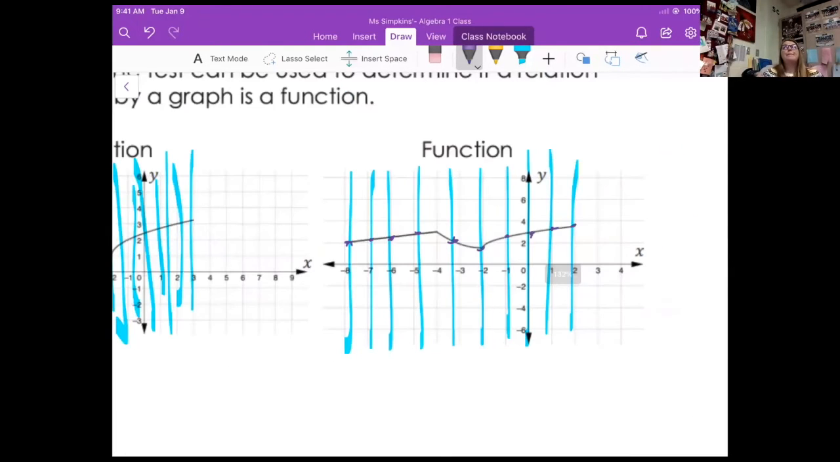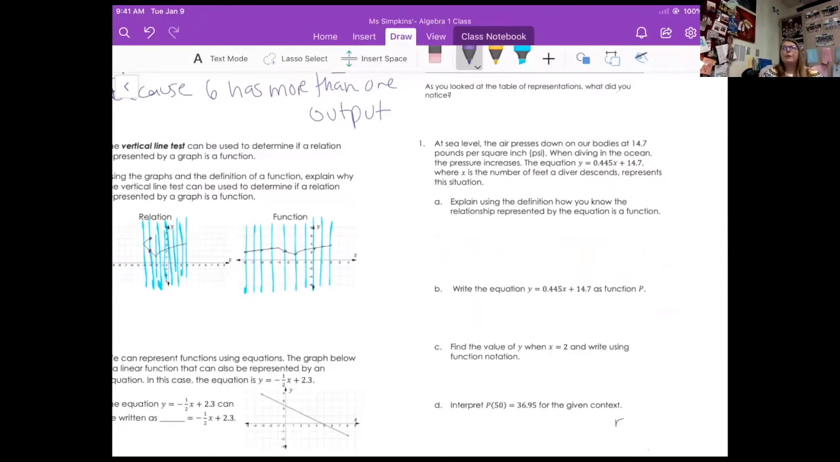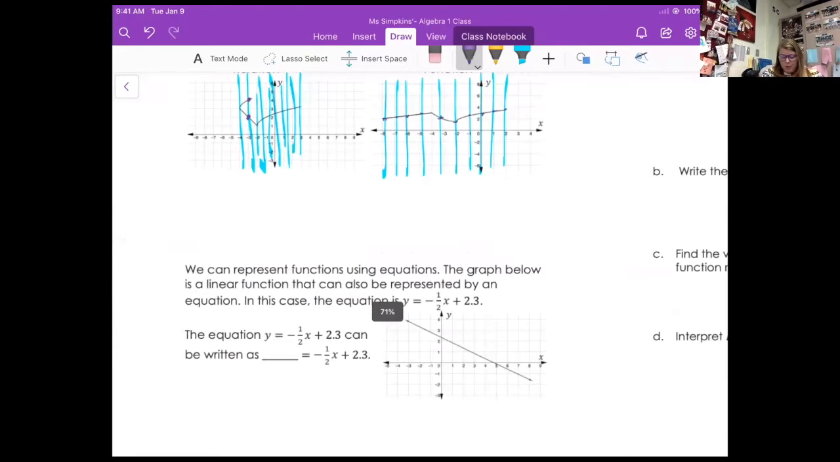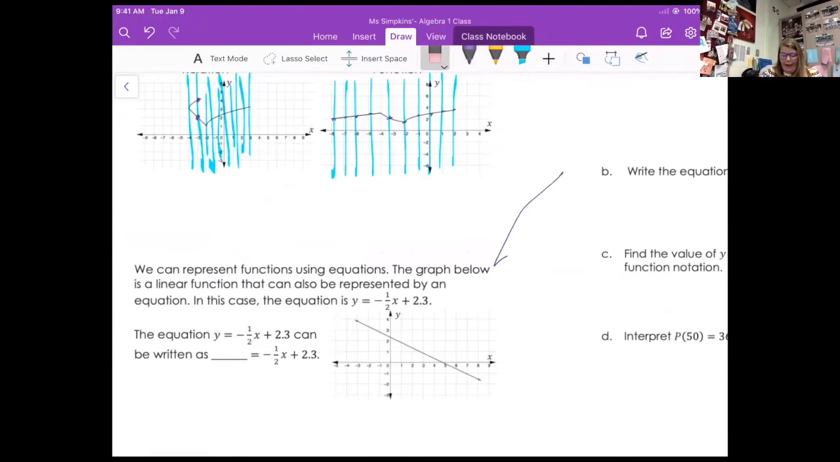So we can tell by mapping, we can tell by a table, points, what else did we do? In graphs, I think that was it. Yeah, in graphs. So we're going to look at this type of graph. Does anybody know what type of graph that is?